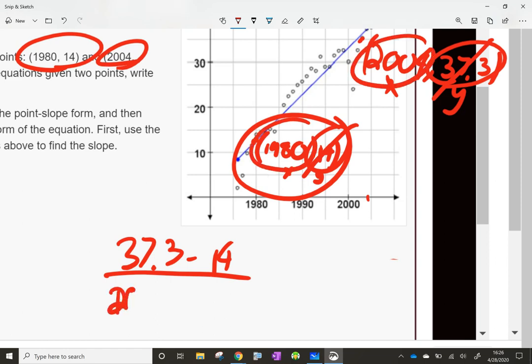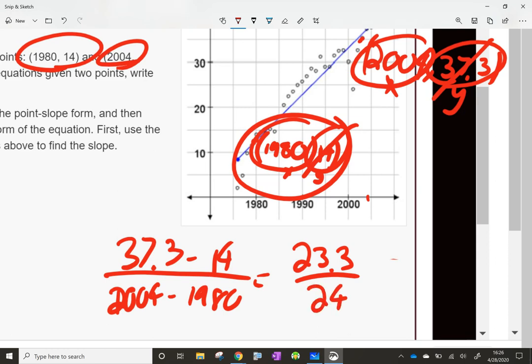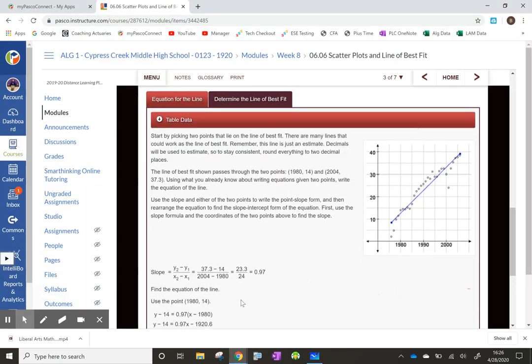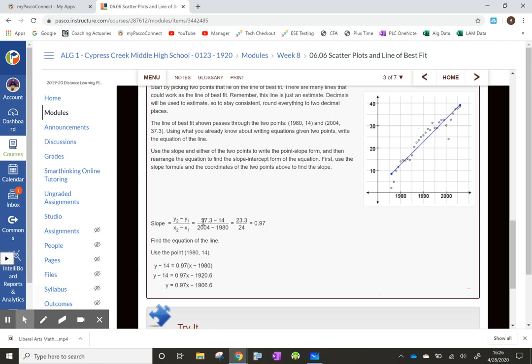2004 minus 1980. What we get from that is 23.3 over 2004 minus 1980, which is 24. When you calculate that, you end up with a decimal. It's about 0.97. So our slope is a decimal, 0.97. And of course, you can see that's exactly the math that they did, right? They took the y minus the y on top, and the x minus the x on bottom. So they got 23.3 over 24 and 0.97.